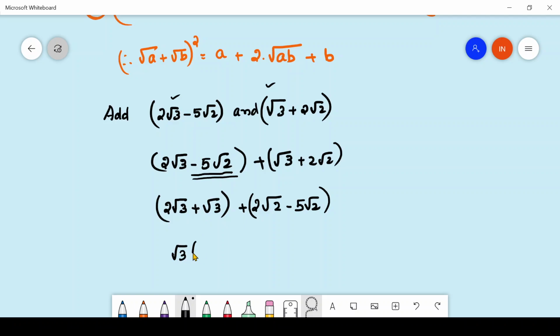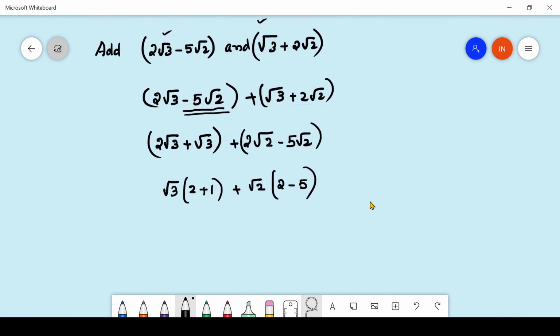I can take root 3 as common and 2 plus 1 inside the bracket, plus I'm taking root 2 as common and I'm going to write 2 minus 5. I hope this is clear. We took the common factor out and we have written the others inside the bracket. So it is like 2 plus 1 is 3. So I'm going to write the answer as 3 root 3. Here 2 minus 5 is how much? Yes, negative 3. So negative 3 root 2. So this is the final answer for the addition of 2 root 3 minus 5 root 2 and root 3 plus 2 root 2.